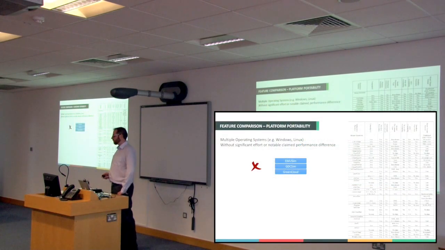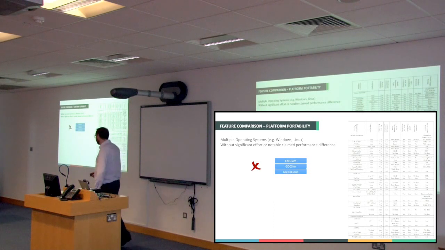In terms of platform portability, most of them claim that you can run them on either Windows or Linux. These three don't: UniSim, GDC Sim, and GreenCloud all run on Linux. There were 4, I think, that you couldn't get data on.